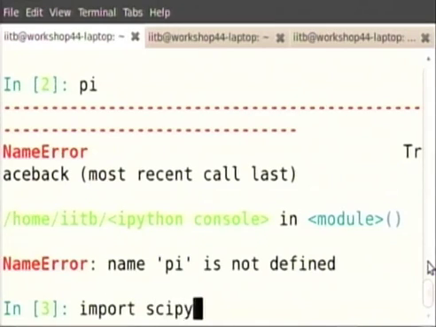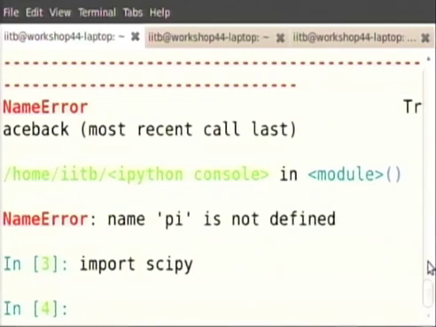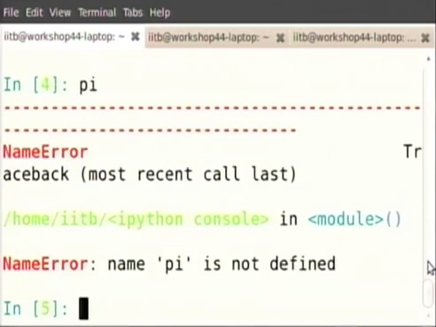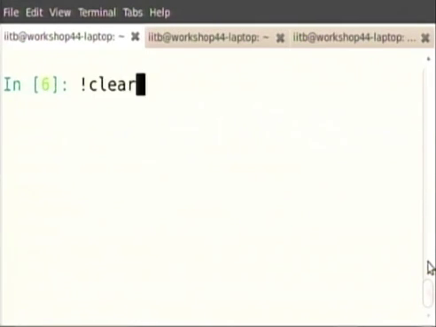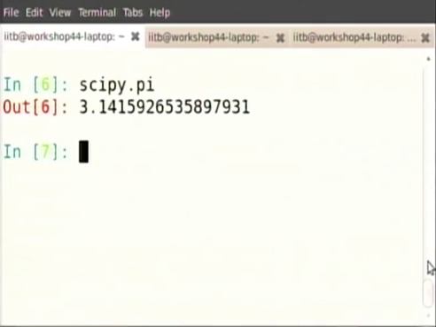Scipy, let us say. We assume pi is defined in it, but no, it is not defined. But wait a minute, is there any other way to refer to it? It is not enough to say import Scipy. You have to refer to whatever is defined inside Scipy with the qualification Scipy dot. Sir, if you had typed scipy.pi earlier, it would have worked.